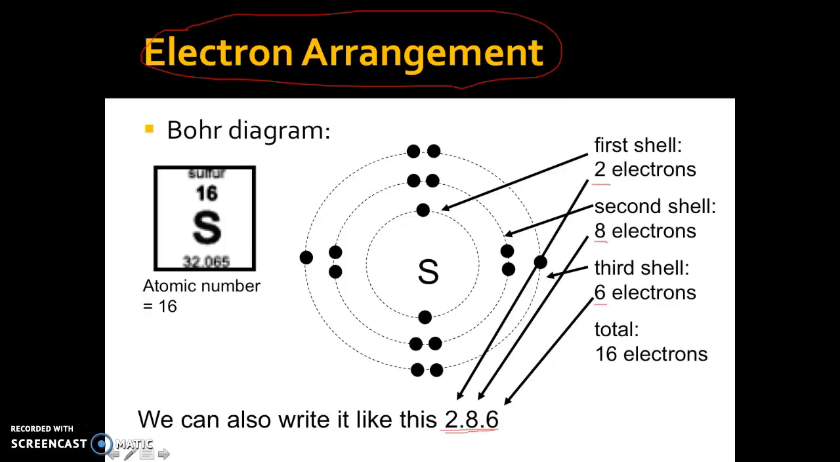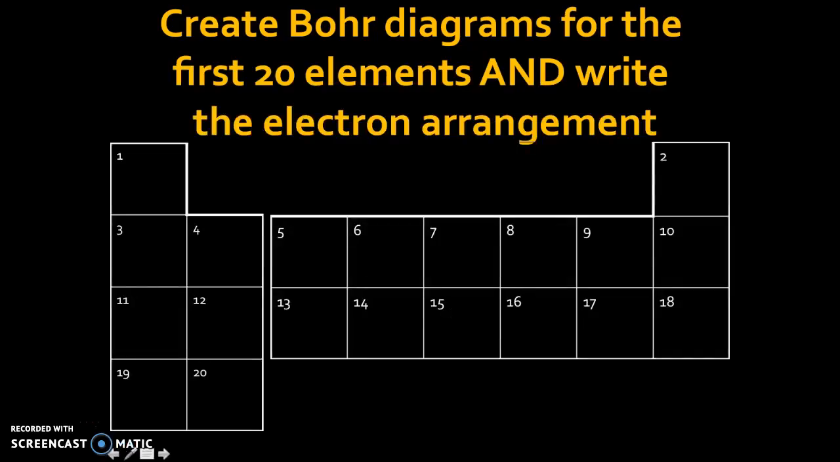Now, if you were only given these 3 numbers, you should be able to tell me which element it is, because you know there's only 2 in the first shell, 8 in the second shell, 6 in the last shell, a total of 16 electrons. You go to the periodic table, you find the atomic number of 16 because the atomic number is the same as the number of electrons.